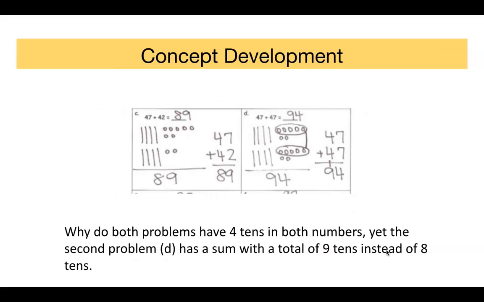This is a very interesting question to ask our students with disabilities to get them to think deeper about the problem and why do we have a new group of 10. So in both of these problems, they both have 4 tens in both numbers, yet in the second problem, D has a sum with a total of 9 tens instead of 8 tens. So we could compare those two problems and see that here we are looping together our two groups of 5 to make a new group of 10, which is why this becomes 9. We do not have a group of 10 here, which is why this remains 8 tens. And it just helps them to really think about that and how those two problems look very, very different in the answer. One is 89 and one is 94.